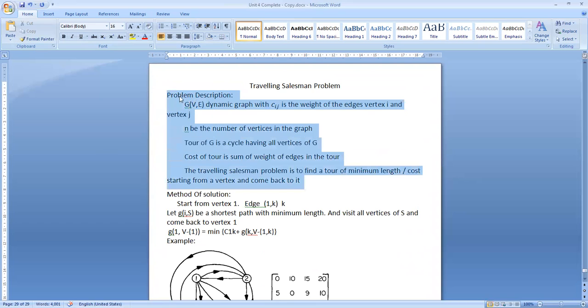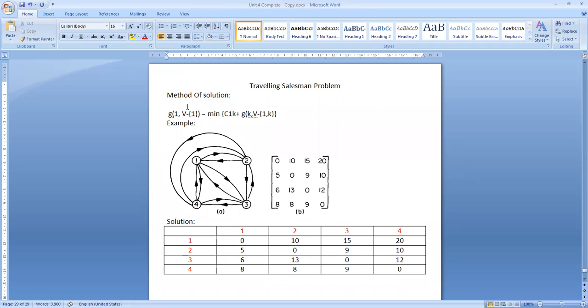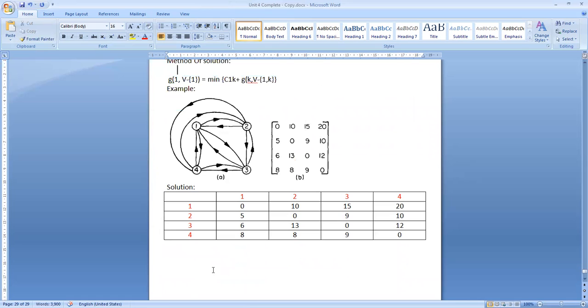Let me remove these things. Okay. So what does this cost matrix say? The value of the edge between 1 and 1 is 0. In this cost matrix, this is 1, 2, 3, 4 here, and 1, 2, 3, 4. For your simple understanding, I have drawn it like this.